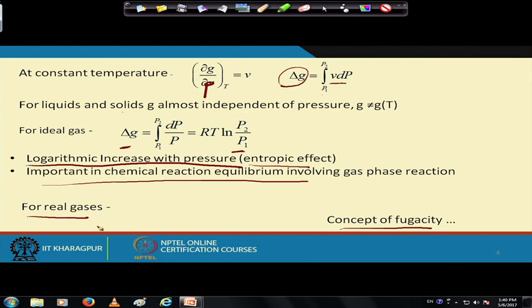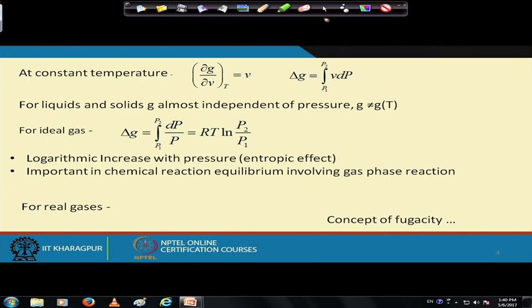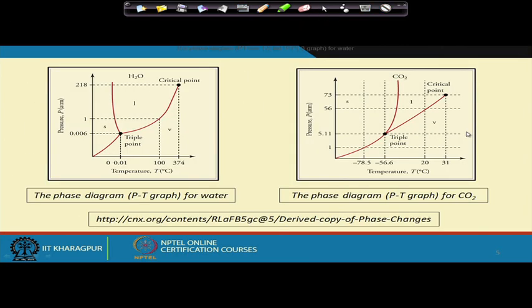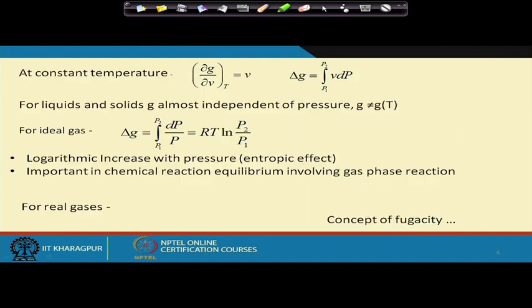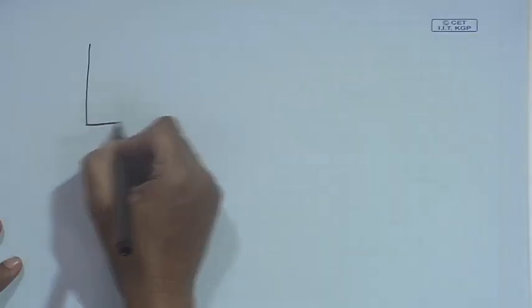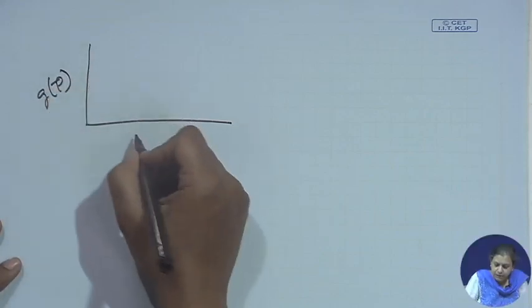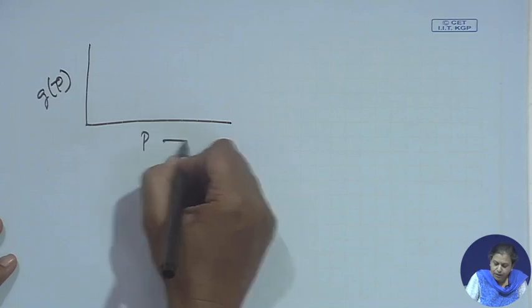We will be discussing in detail the variation of Gibbs free energy with pressure for real gases shortly. But before I end the class, what I would like to do is, just like the way I had found out how Gibbs free energy varies with temperature, in the same way I would like to find out how Gibbs free energy is a function of pressure, right.